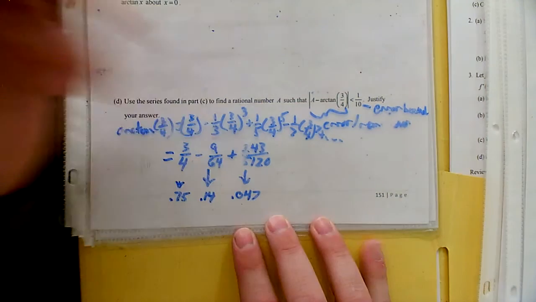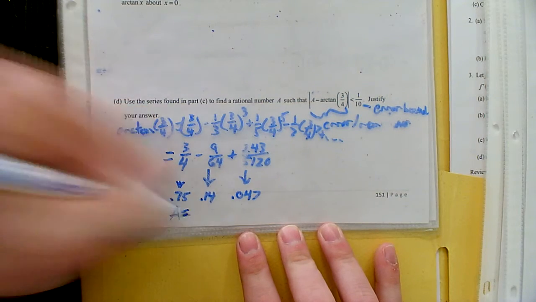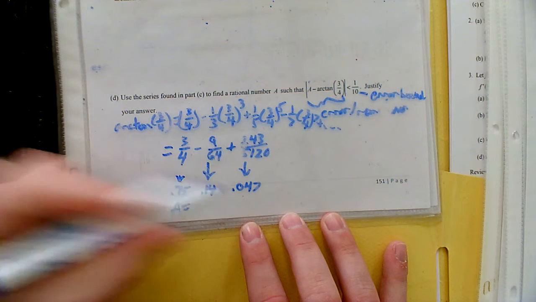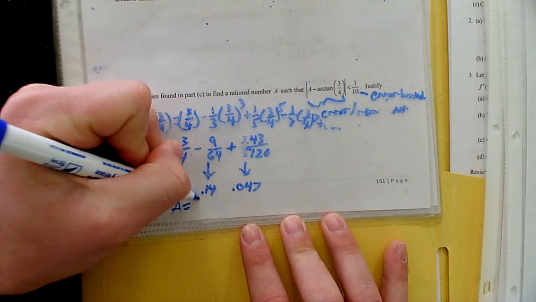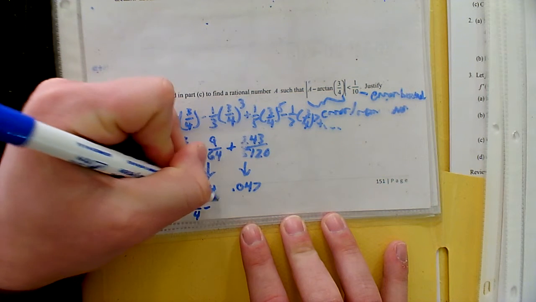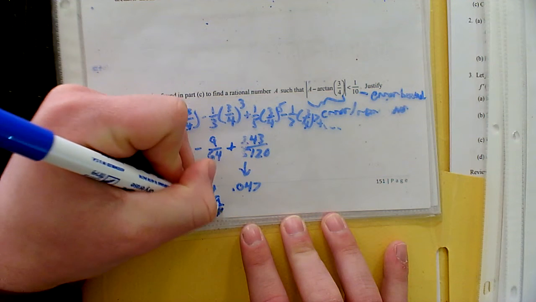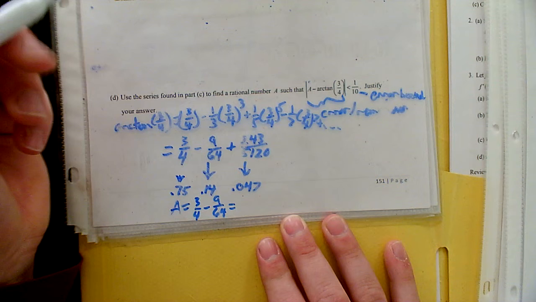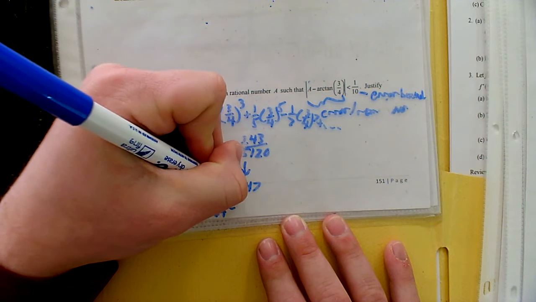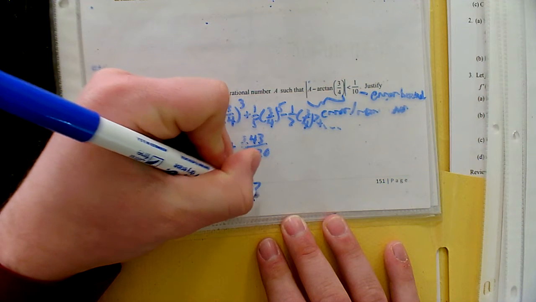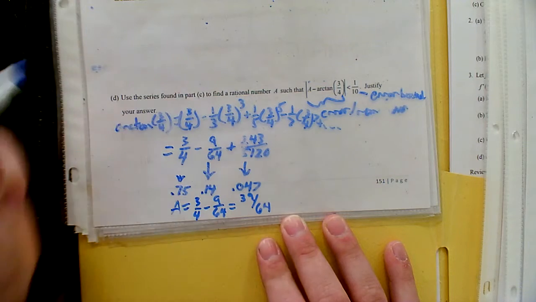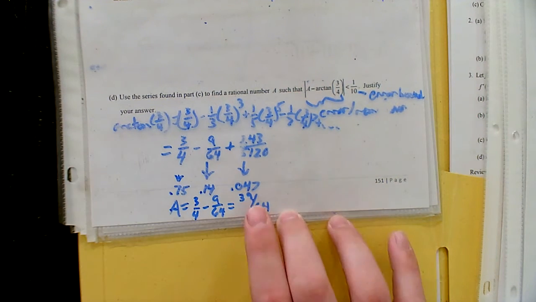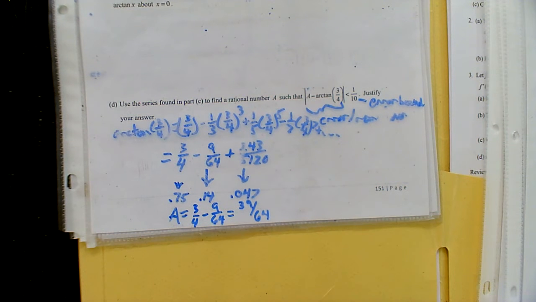So we're saying that this A here, we're only going to use these two because we're not worried about the one that's less than 1/10. So 3/4 minus 9/64. And if you got common denominators, found your answer, you'd get 39/64. So this is what A is. Again, we found those terms until we found one less than 1/10. Do not include that one in your A term.